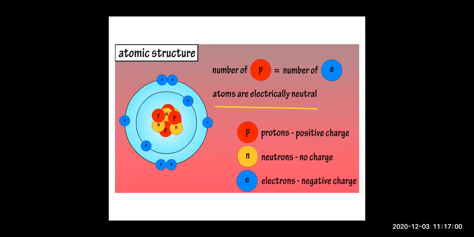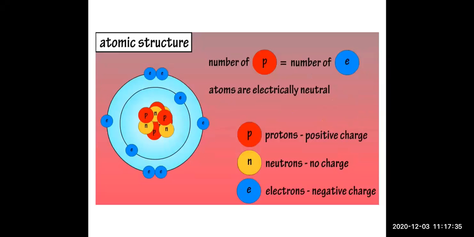Now any atom that is electrically neutral, meaning its charge is zero, does not mean it has no protons and no electrons. It is not that the positive charge is zero and the negative charge is also zero. No, it means that if the atom is electrically neutral, the number of protons is equal to the number of electrons. So atoms are electrically neutral, which means that the number of protons is equal to the number of electrons.